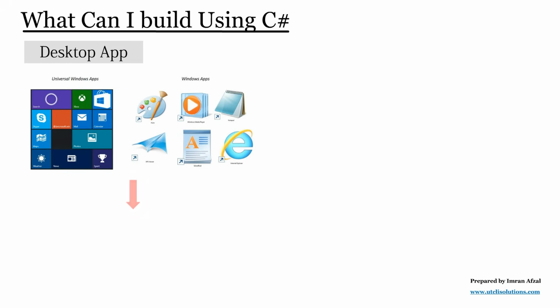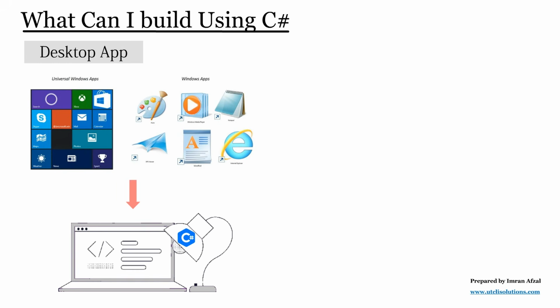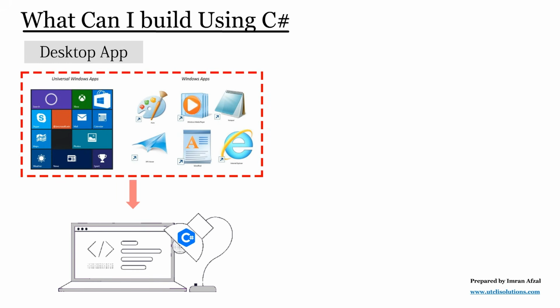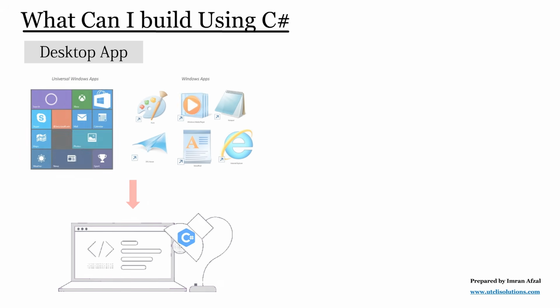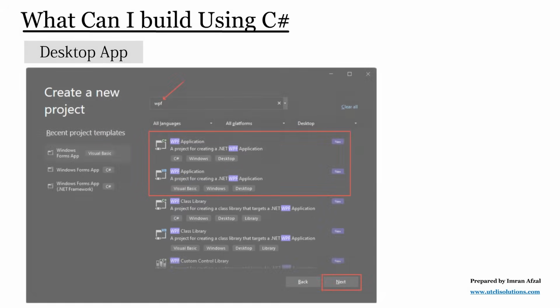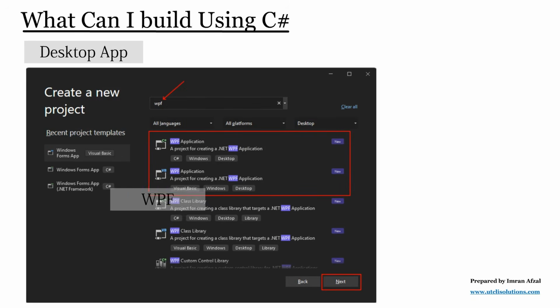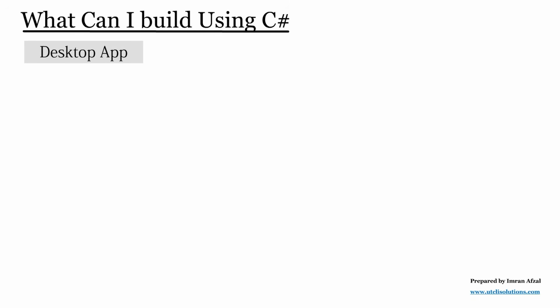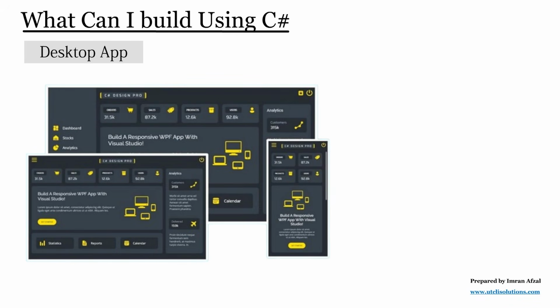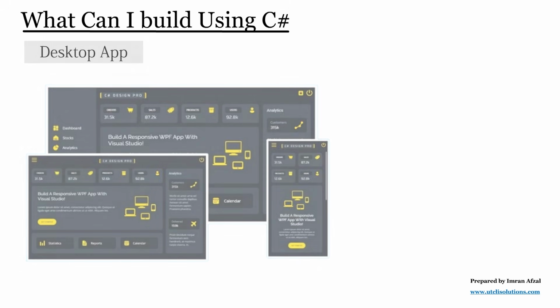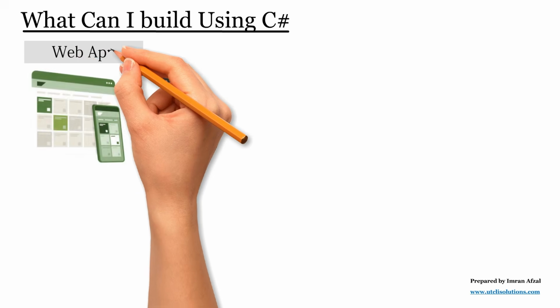So we will start with desktop application development. By using C Sharp, we can create desktop applications for Windows computers with frameworks like Windows Presentation Foundation, in short WPF, or Windows Forms. We can design built-in user interfaces, in short UIs, that provide easy navigation and interaction for users. Next one is web application development.